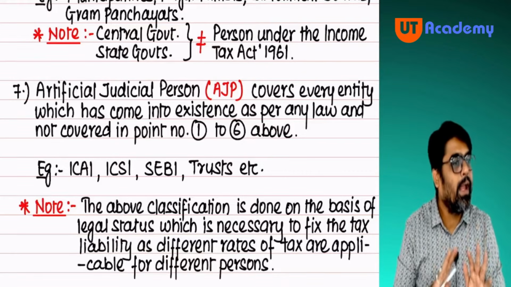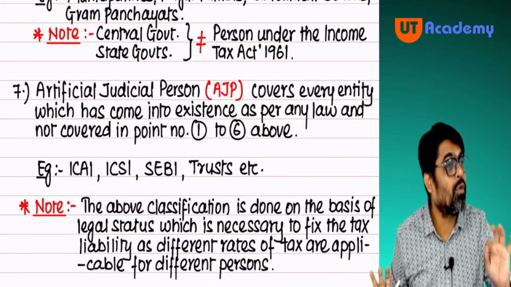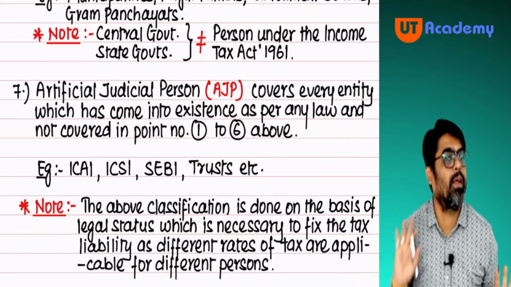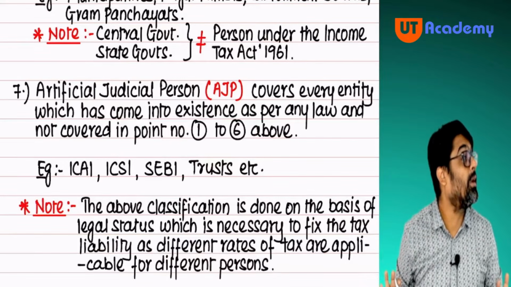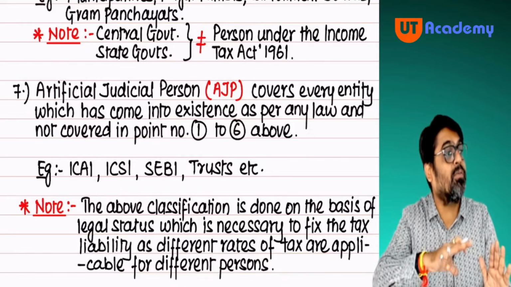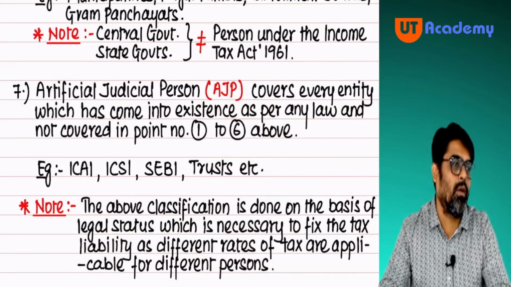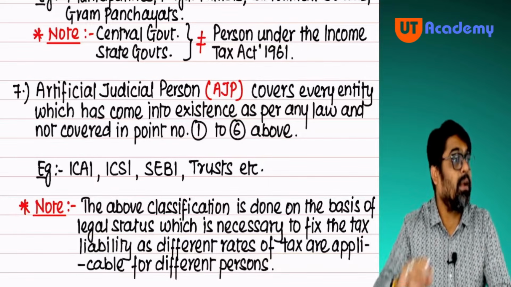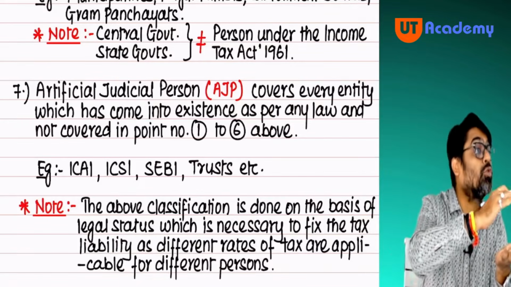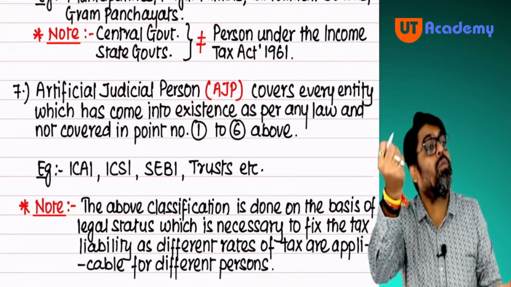Any other entity. What did I say? Whoever is not covered from point number 1 to point number 6 will also be treated as a person. They will be treated as artificial judicial person, if they are coming into existence because of any law. Cooperative societies are there. They are treated as AOP. But sometimes some registered societies are also there, no? So because of the Societies Act, these types of societies are formed.